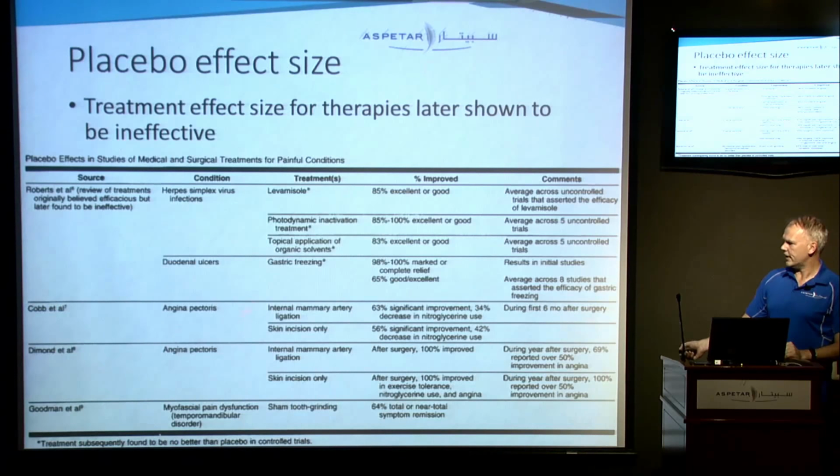So for example, in the case of angina, if you just make a skin incision during surgery, about half to 2/3 of the people get a significant improvement in their nitroglycerin use. Up to 100% complete relief, 65% good to excellent for gastric freezing of duodenal ulcers, and I'll take their word for it that this was eventually proved to be an ineffectual treatment.